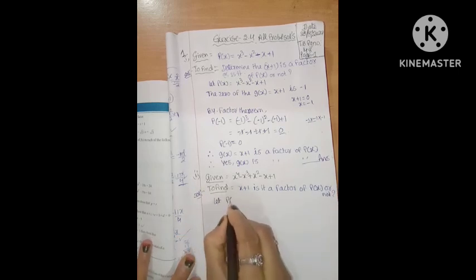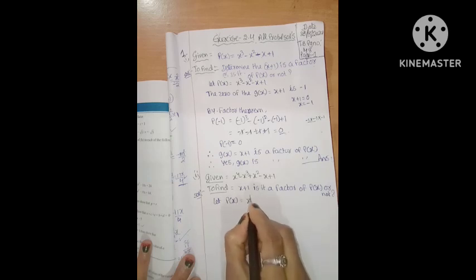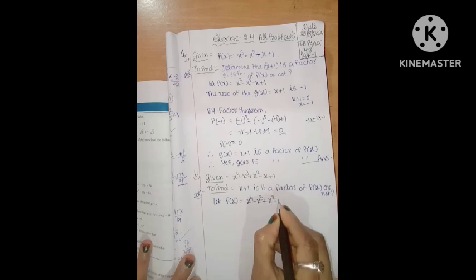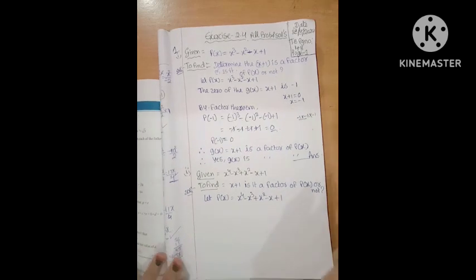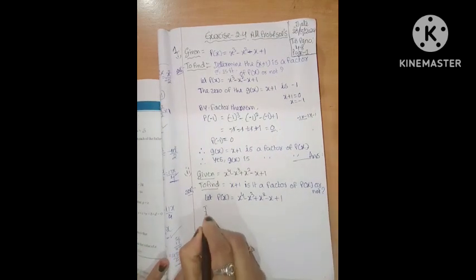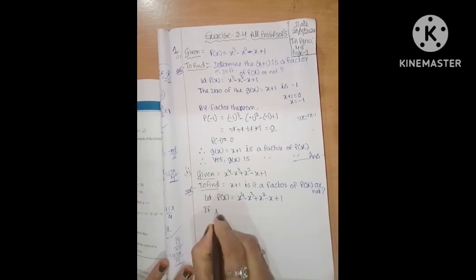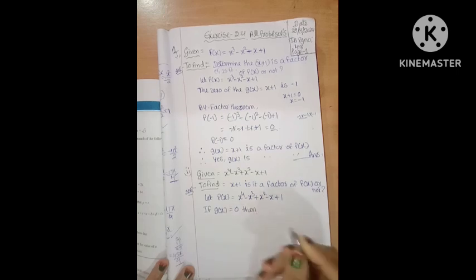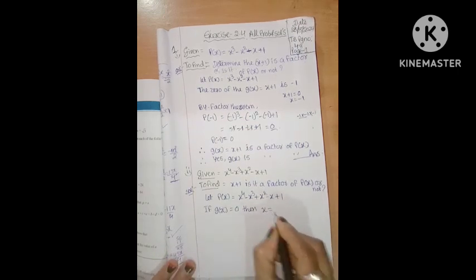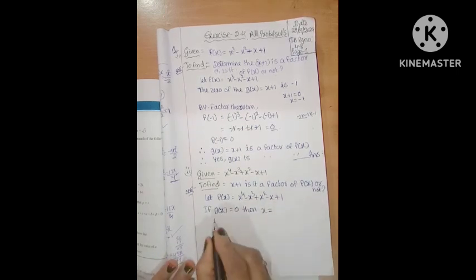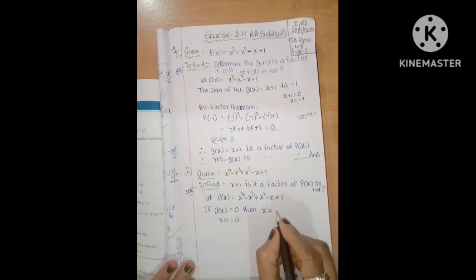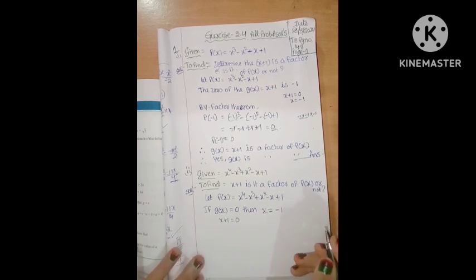Let p of x equal to x to the power of 4 minus x cube plus x square minus x plus 1. Next, if g of x equal to 0, then what is g of x? X plus 1 equal to 0. So what is the x value? X equal to minus 1.